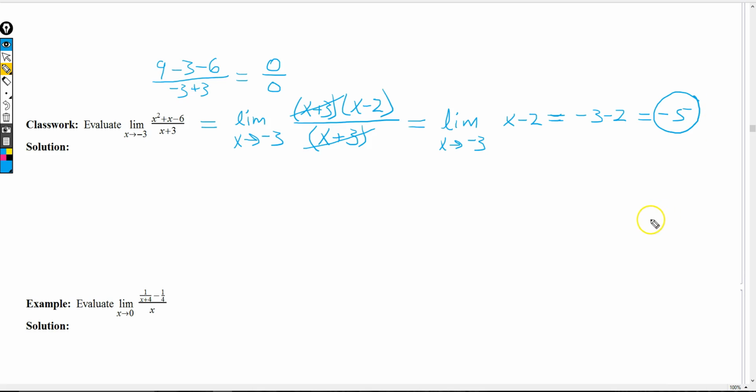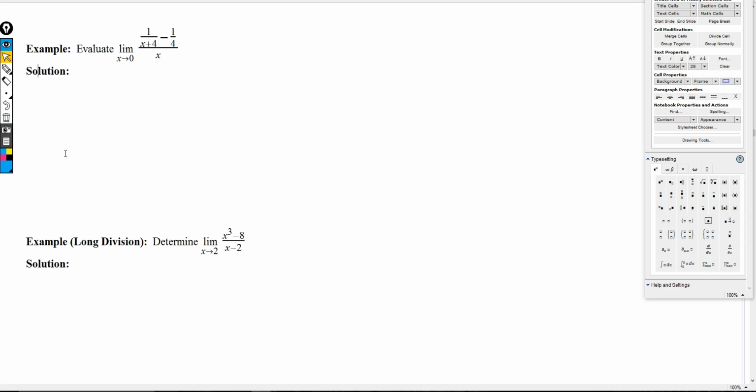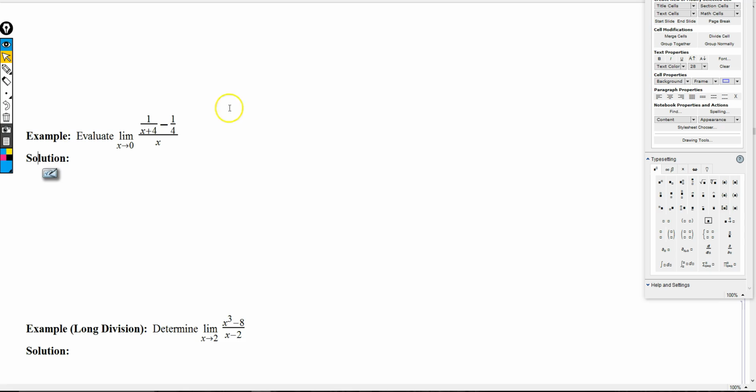And there's your answer. All right. Let's try this one. Here's another one. So down here now, we have this limit that we want to evaluate.